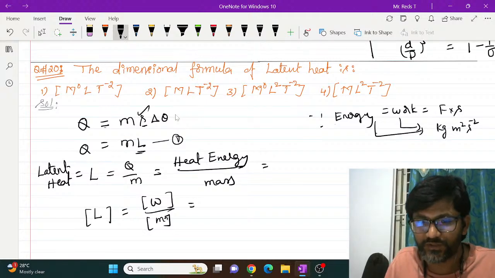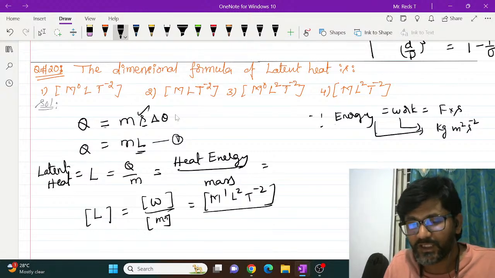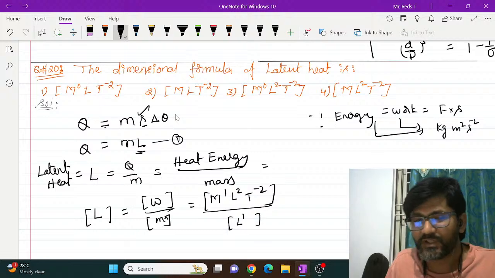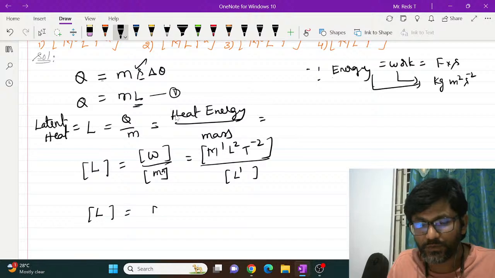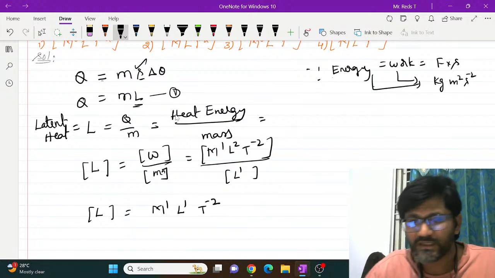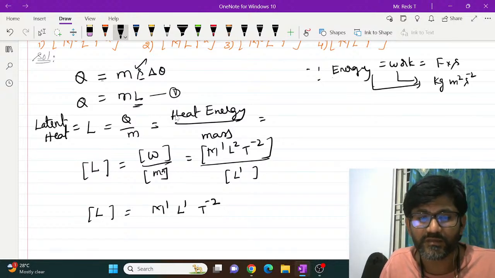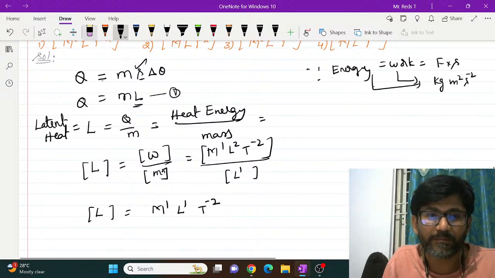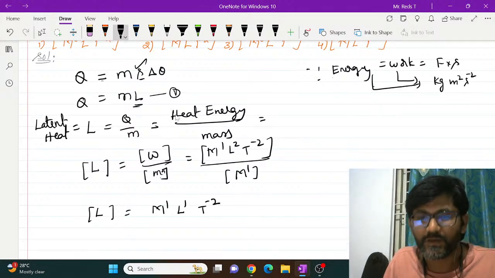So the dimensional formula of this should be M power 1 L power 2 T power minus 2, divided by mass, which is a fundamental quantity whose dimensional formula is M power 1. On simplifying, you will get the dimensional formula of latent heat equal to M power 0 L power 2 T power minus 2. Sorry, I made a mistake there, guys, this is mass, not length. It is M power 1, sorry, M power 1.